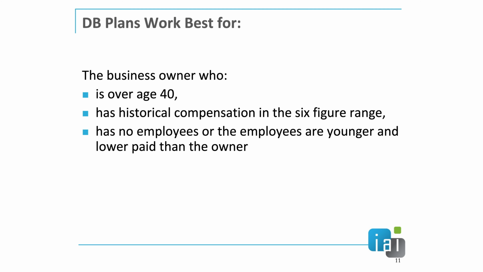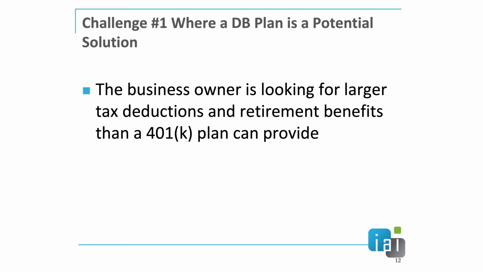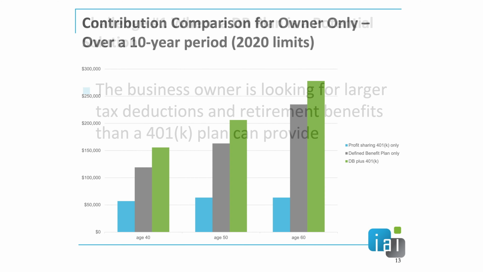Now, in order to maximize the advantages of a DB plan, they work best if the business owner is over age 40, has historical compensation in the 6-figure range, and has no employees, or employees are younger and lower paid than the owner. So now, I want to talk through some of the challenges where a DB plan could be a solution. The first one I want to talk about is the business owner is looking for a larger tax deduction and retirement benefits than a 401k plan can provide.